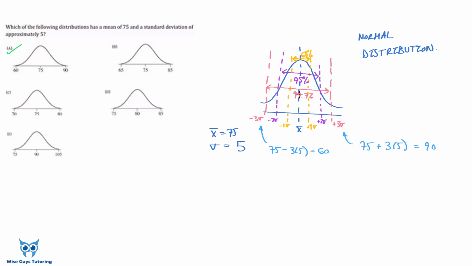It's called the empirical rule. In this kind of distribution, 68% of the data will be between minus 1 standard deviation and plus 1 standard deviation. So in our case, this would have been like 70 and 80. Let's say these are the weights of some men. Then 68% of this group of men will weigh between 70 and 80.